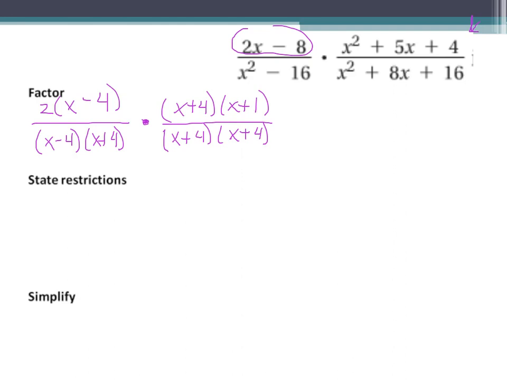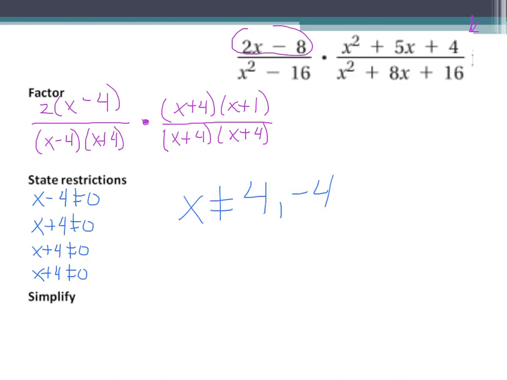So now I want you to state the restrictions. So again, try to pause the video right now and attempt it by yourself. Your restrictions here would be x cannot equal 4 or negative 4.